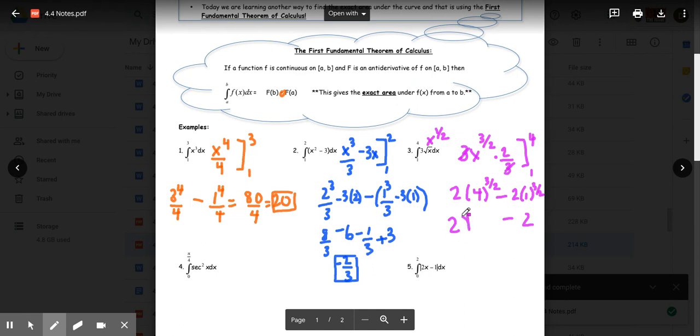This is going to be the square root of 4 cubed, right? The number on the bottom is the root, and the number on the top is what you're raising the number to. So that's going to be 2 times the square root of 64, which is going to be 2 times 8. And so your final exact area is 14. So this is how you find the exact area under the curve.